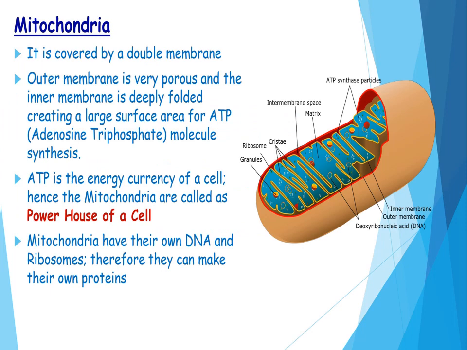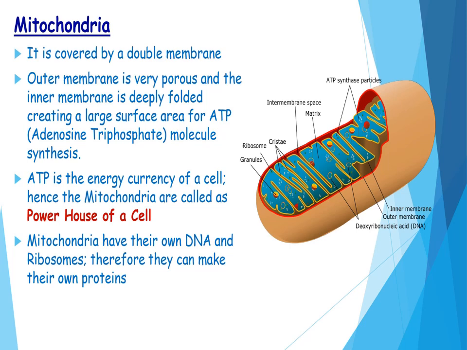Let us start with mitochondria. Mitochondria is covered by double membrane. It is present both in plant as well as animal cell. It's present only in eukaryotic cell.